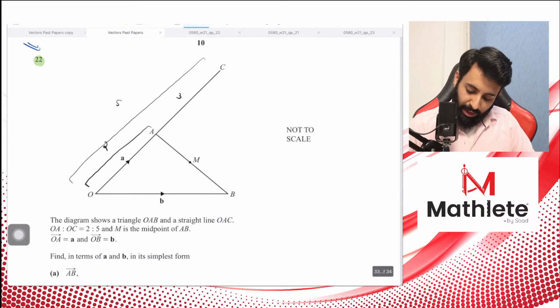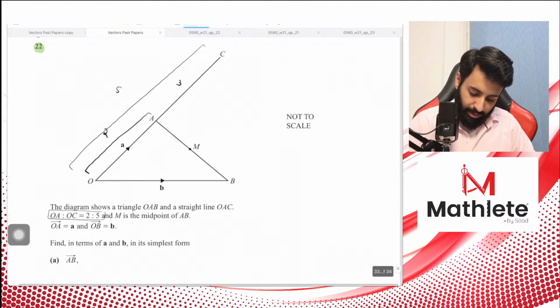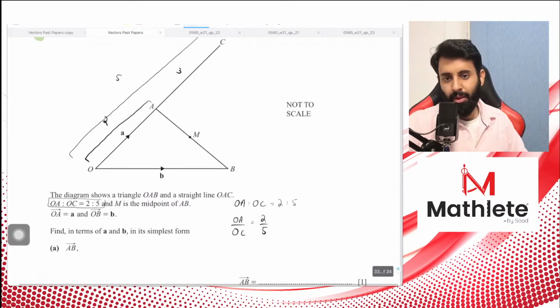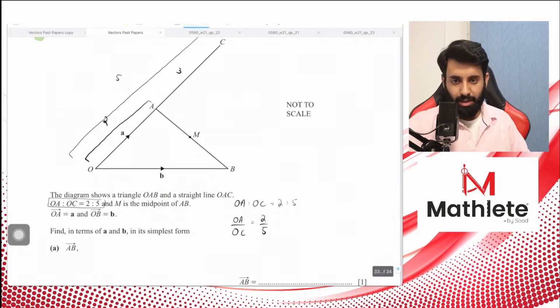You know OA and OC are in the ratio 2:5. That basically means that when you write it in fraction form, OA upon OC is equal to 2/5. Now here, we don't have to express both of them as a fraction of the total.